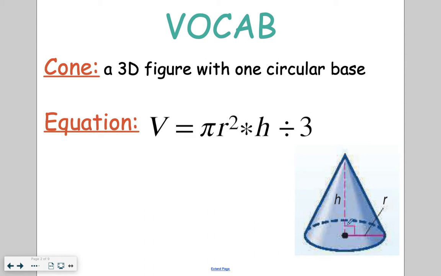So we talked about cylinders that have the circle on the bottom and on the top. A cone has the circle on the bottom and then comes to a point up at the top. Our equation for this is going to be pi times the radius squared times the height divided by 3. So you can also write this equation out as volume is equal to, we're going to use 3.14 again for pi, times the radius squared times the height, and then dividing by 3.